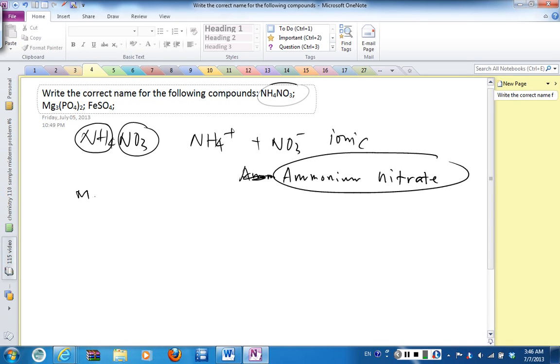Case number 2. Mg3(PO4)2. With metal magnesium up front, this is no doubt ionic. And the rule is name the metal as it is, so magnesium, and now PO4, phosphate.